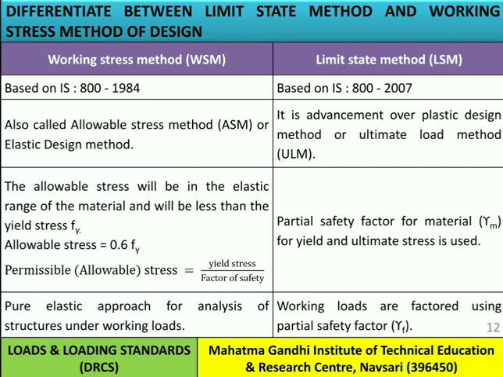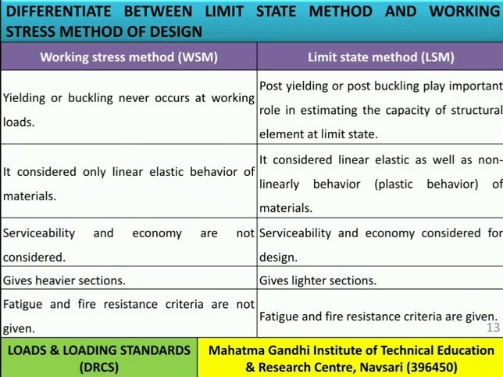While in case of limit state method, partial safety factor for the material, say gamma m, for the yield and ultimate stress is used. In case of working stress method, pure elastic approach is used for analysis of structure under the working load. While in case of limit state method, working loads are factored using the partial safety factor. This is one of the very big advantages of the limit state method over the working stress method. Now in case of working stress method, yielding or buckling never occurs at working load. While in case of limit state method, post yielding or post buckling play a very important role in estimating the capacity of the structural element at limit state.